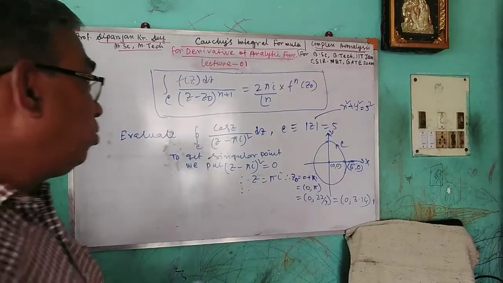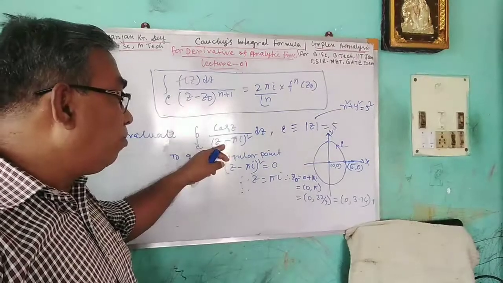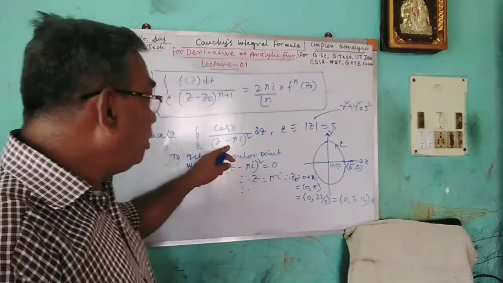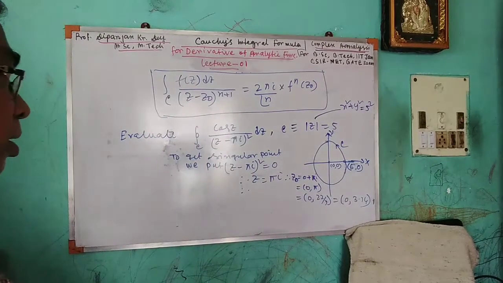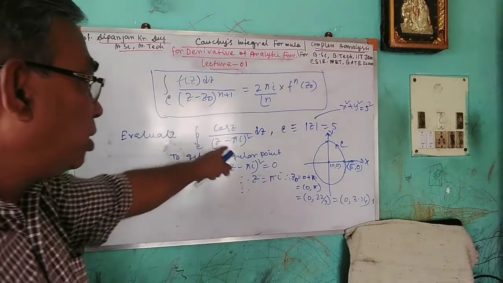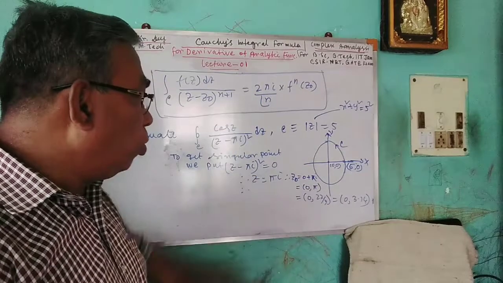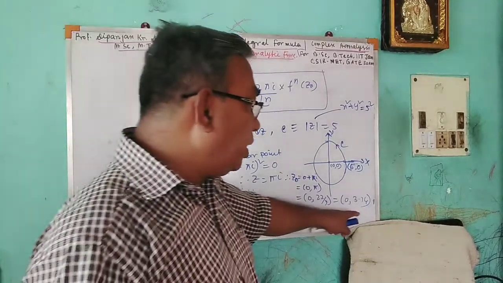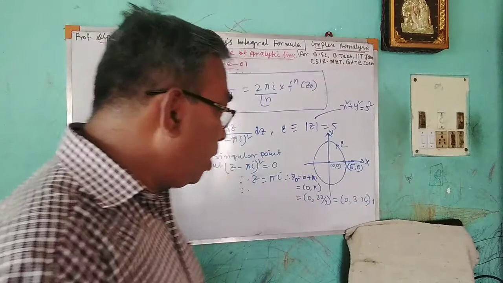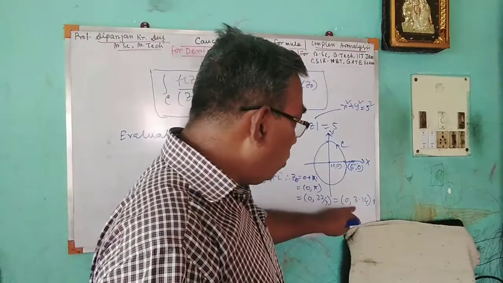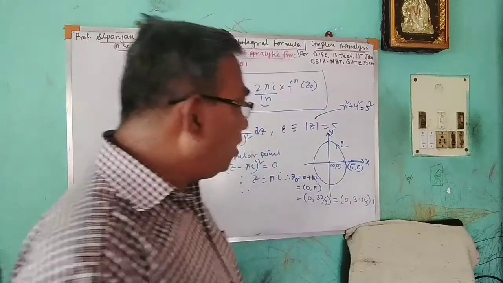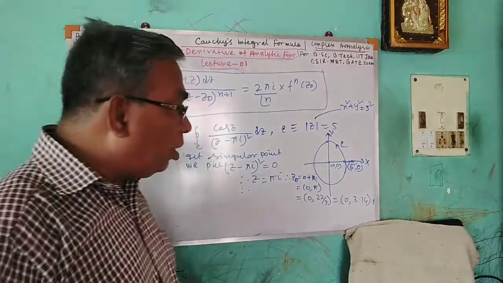Why is it a singular point? For this singular point, this function is not defined. That is, this integral is not defined when this is equal to 0. So this is the singular point. I already explained what a singular point is. You can see in my previous video. Now after getting the singular point, what will you do?